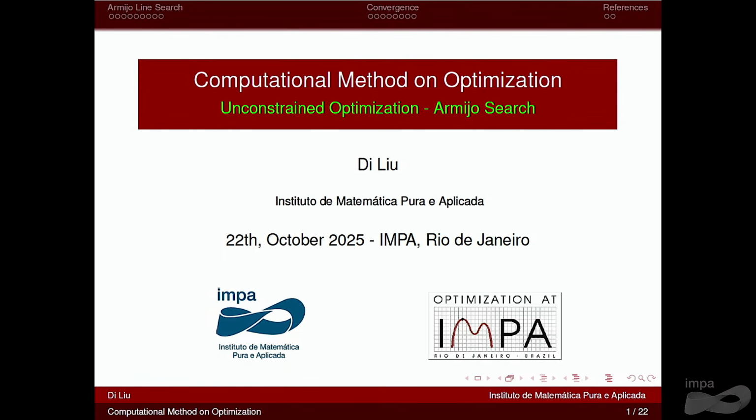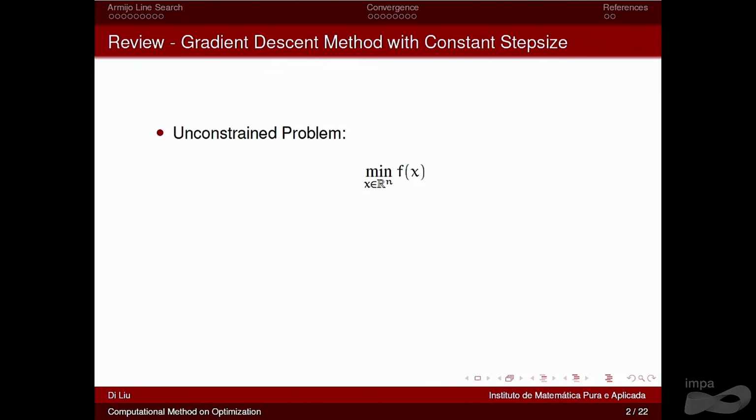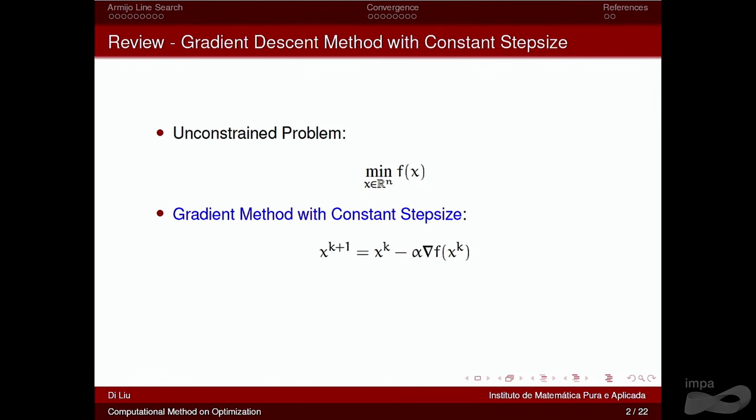Good afternoon. Welcome back to the course of computational method optimization. In this course we will talk about the Armijo line search. In the last class we discussed a method for solving this unconstrained optimization problem, which is the gradient descent method with constant step size.